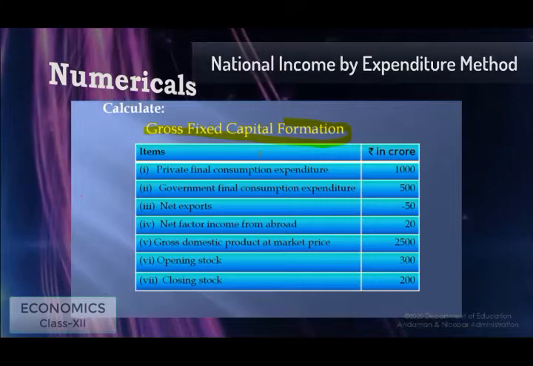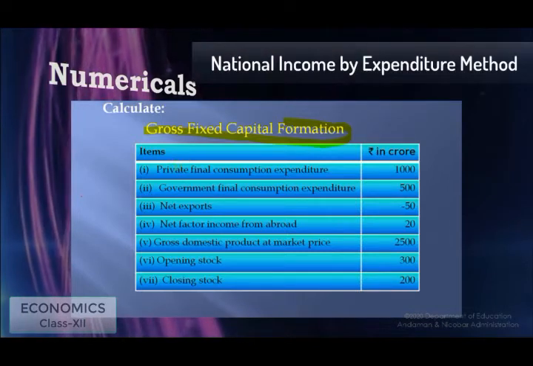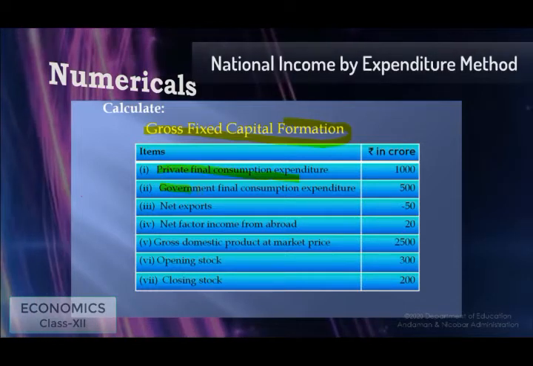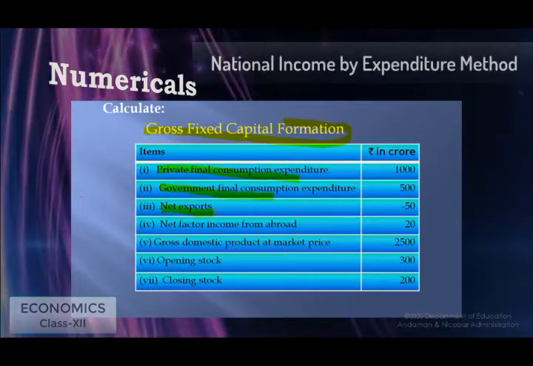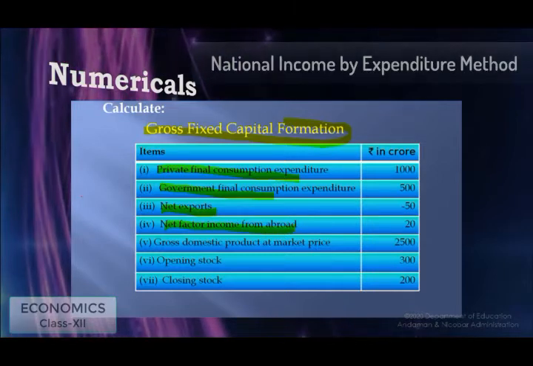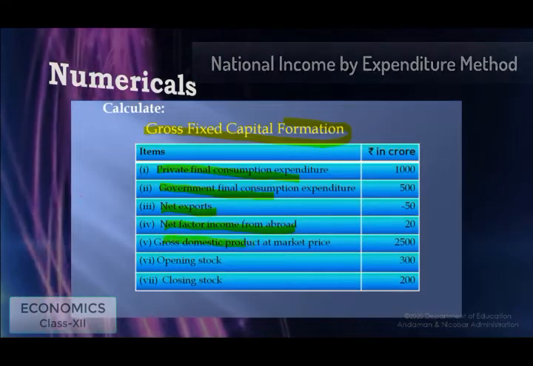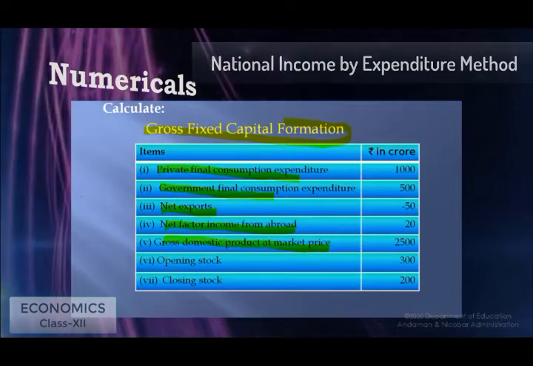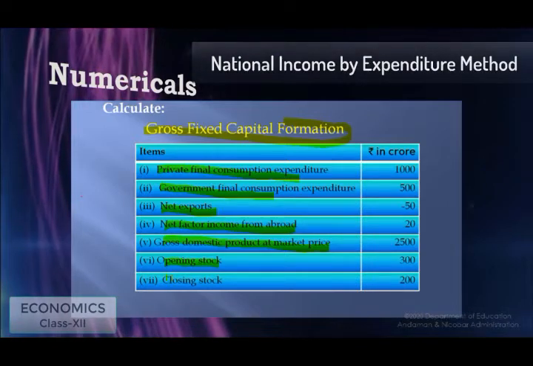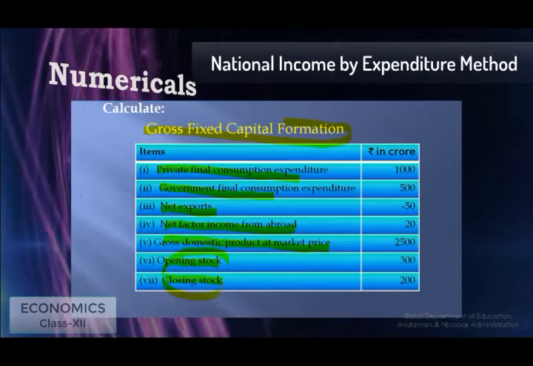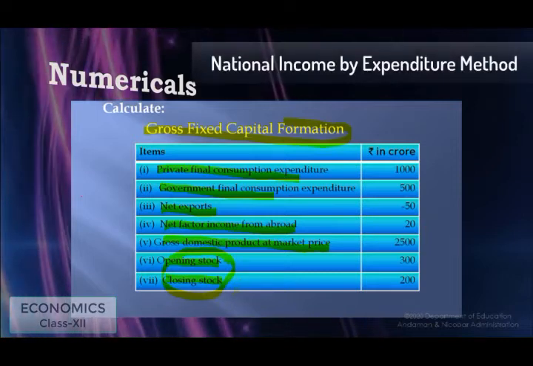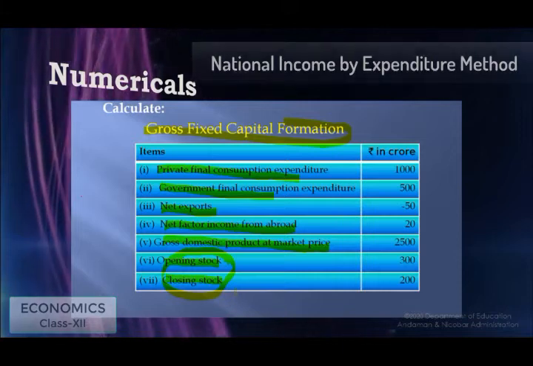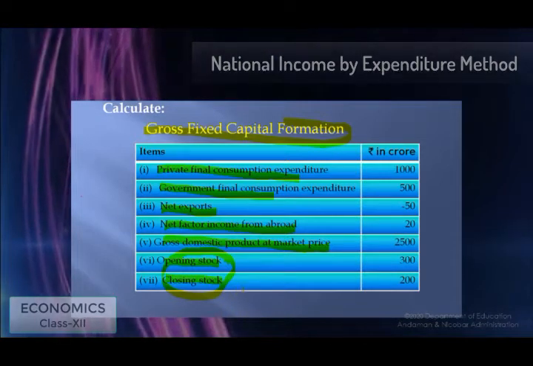So for that, look at the items. What are the items given in the question? The items given are the private final consumption expenditure, government final consumption expenditure, net exports, net factor income from abroad, the value of GDP at market price, and along with this the values of opening stock and closing stock. From this we can get the value of change in stock. From these items we need to find the value of gross fixed capital formation.